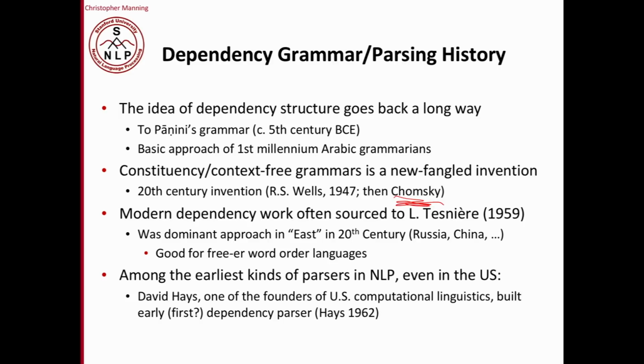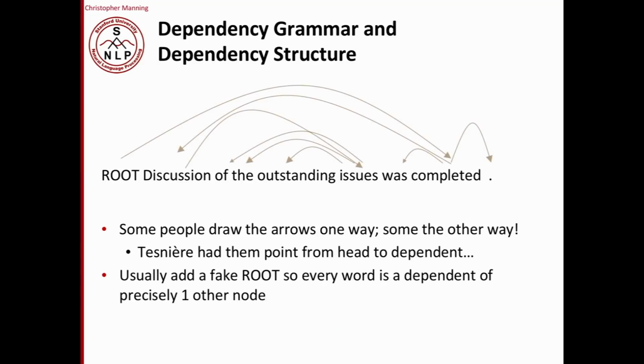Okay, in modern work, there's this guy, Lucien Tesnière, and he formalized the kind of version of dependency grammar that I've been showing you, and so we often talk about his work. It has long been influential in computational linguistics. Some of the earliest parsing work in US computational linguistics was dependency grammars, but I won't go on about that more now.